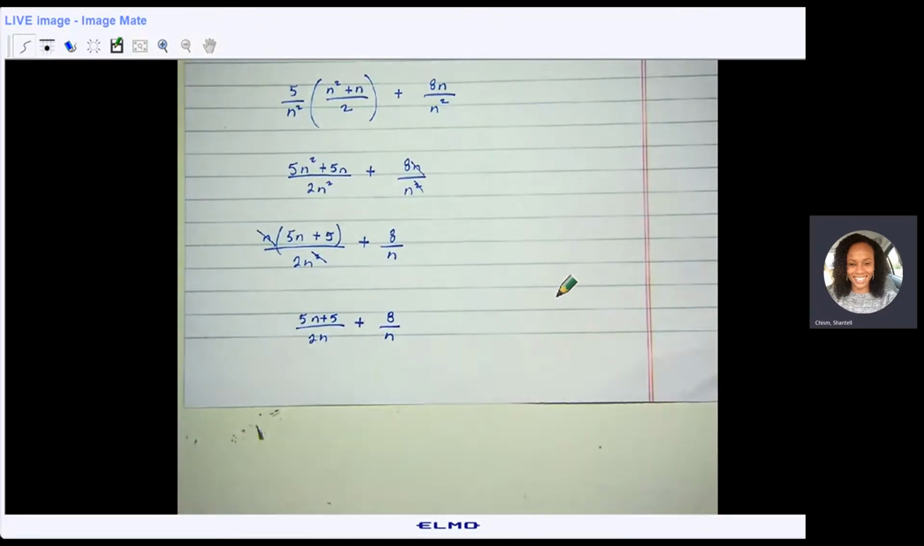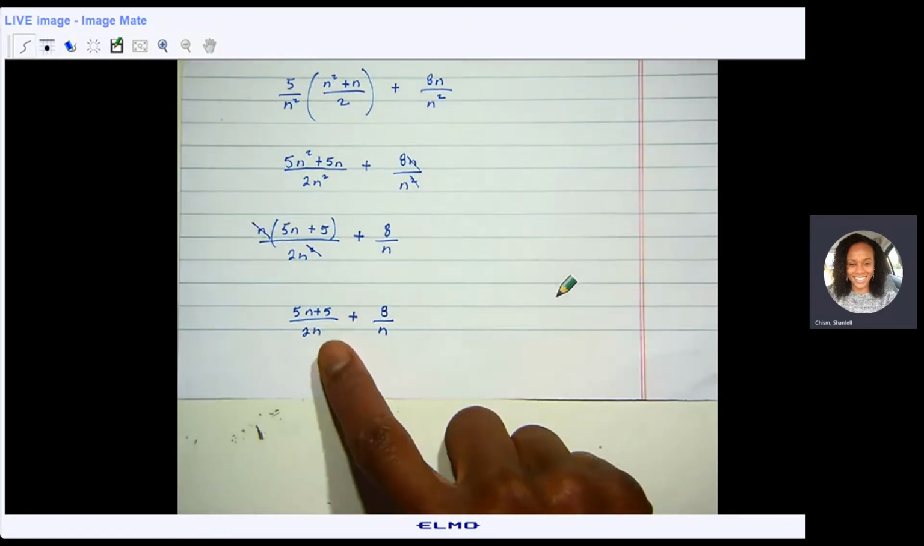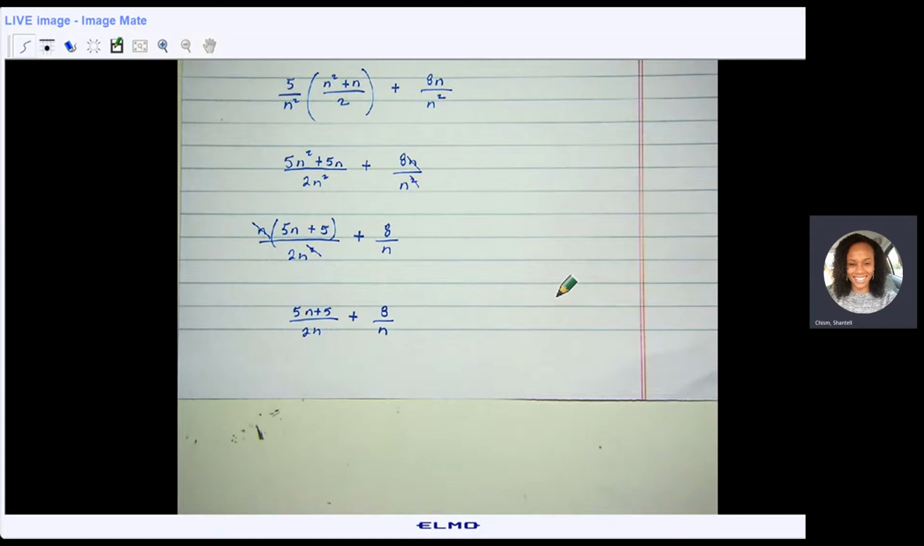Now, if you want to get common denominators, go right ahead. You can, by all means, but you don't have to. At this point, just plug in the value of n, when n is 10, when n is 100, 1,000, and 10,000, and just get your answer, okay?